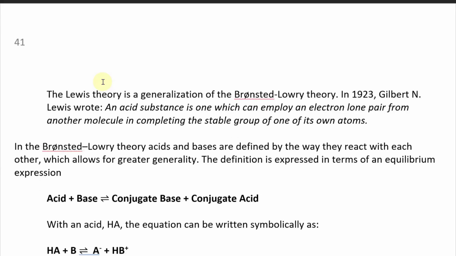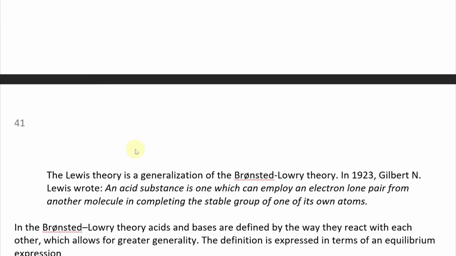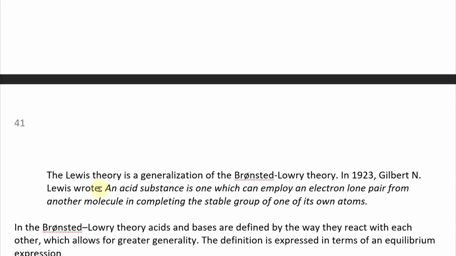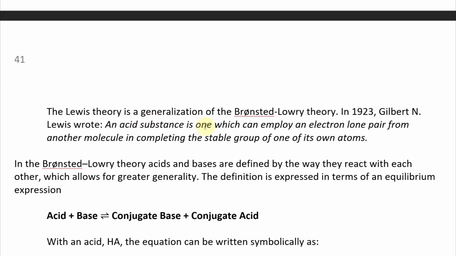Going further right here. So here it is. This was actually what is written here. So the Lewis theory is a generalization of the Bronsted-Lowry theory. And in 1923, Gilbert N. Lewis wrote, "An acid substance is one which can employ an electron lone pair from another molecule in completing the stable group of one of its own atoms." So in other words, it's accepting an electron pair from another molecule.